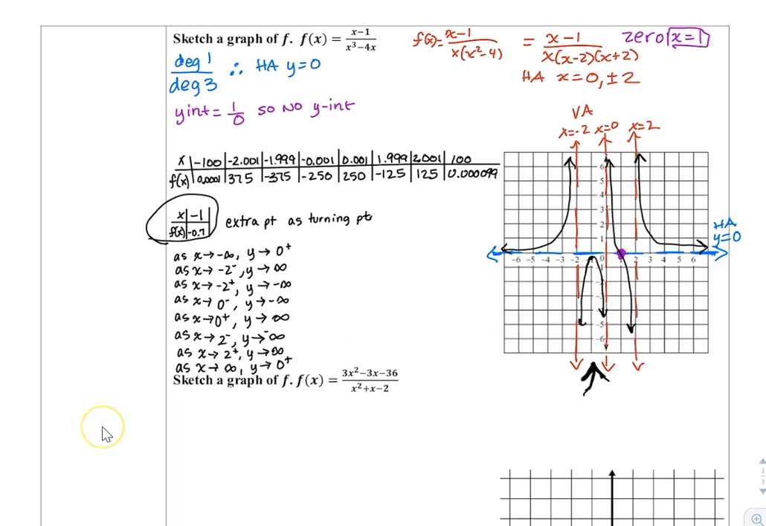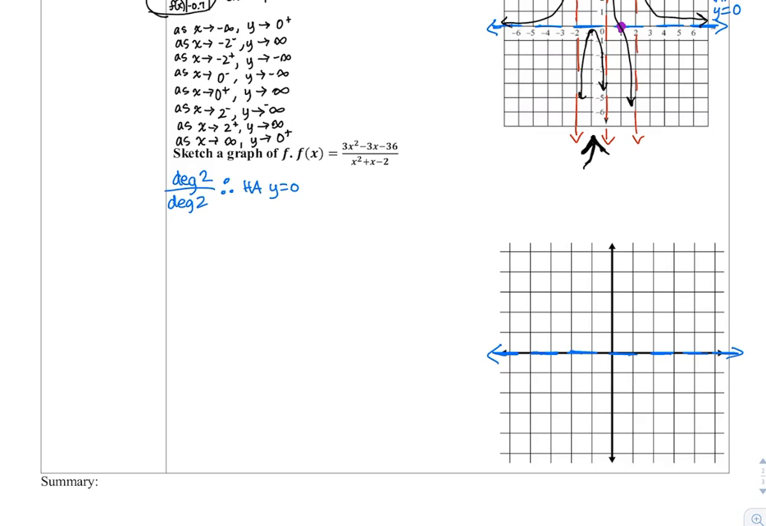Okay, and now we have one more to do. So of course, go ahead and press pause again. Try it one more time, and let's see how you do. Oh, and before you press pause, just go ahead and notice that the graph is not marked with any scales. Find your y-intercept before you make your scale for these graphs.